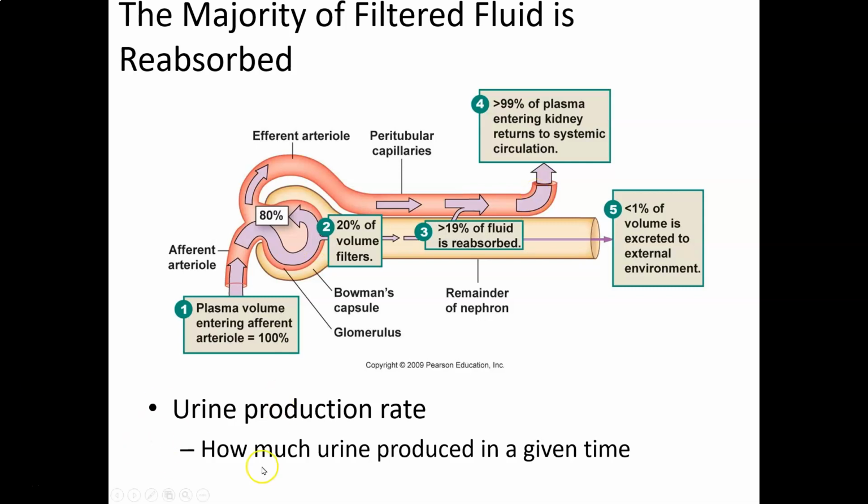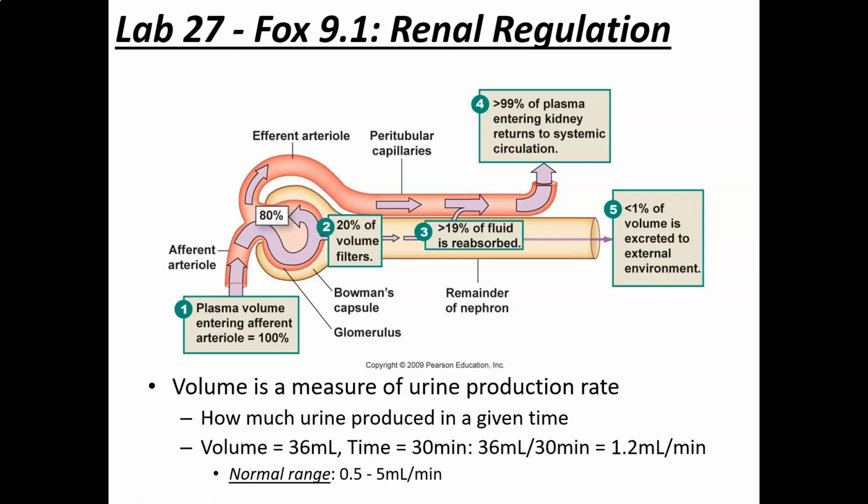So the 20% that gets filtered, right, we reabsorb most of it. Okay, so it says over 19%. What it's talking about is of this 20% of this whole 100%, right? 19% of that, greater than 90%, is returned. Or another way to say it is, of this that gets filtered, 98, 99% of the fluid that gets filtered gets returned back to the body. So that's called the urine production rate, the amount of urine that you produce in a given amount of time, and typically measured in mils per minute.